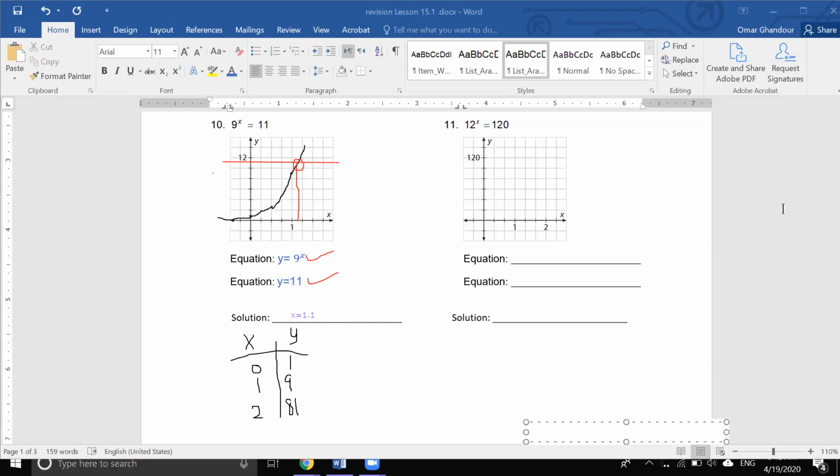Again, I have two equations. The first equation is 12 to the power of x, and the second equation is 120. But before I do it, I just need to remember one thing. For example, before the 12, if there was a 4 multiplied by 12 to the power of x equal to 120, like the question that we did in here.